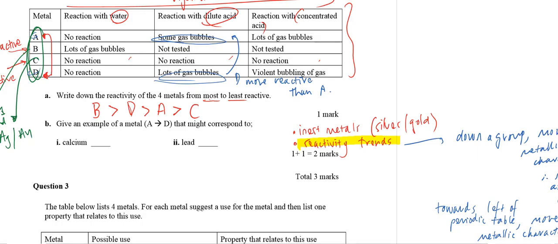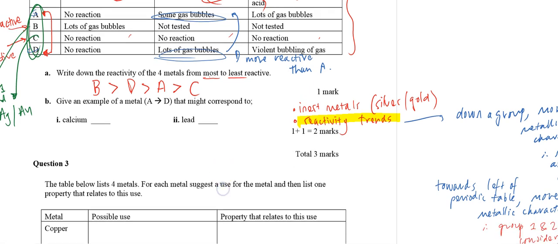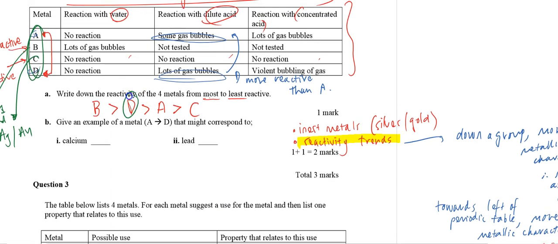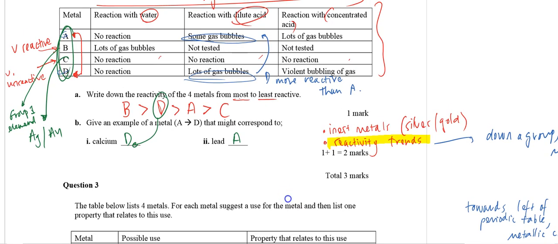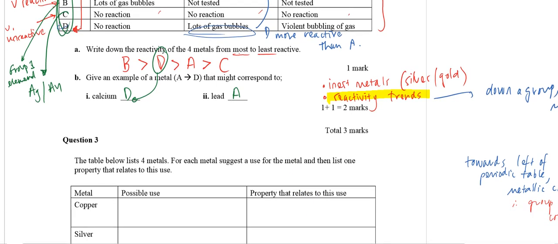So looking back at the question, they're asking us to work out which one is calcium and which one is lead. I would say calcium is more reactive than lead, just because it's further to the left of the periodic table, and it's in a group that is full of metals. So the more reactive one was D. So I'm going to say calcium is D and lead is A. And I say lead is A and not C because C is an inert metal, and lead's most likely not inert. So we'll go with that.